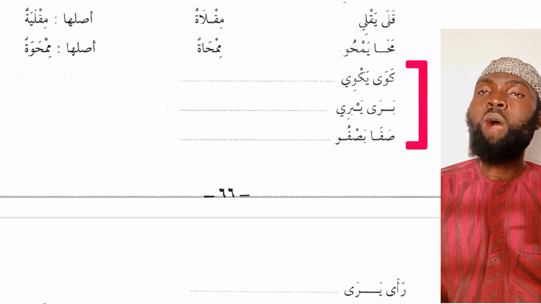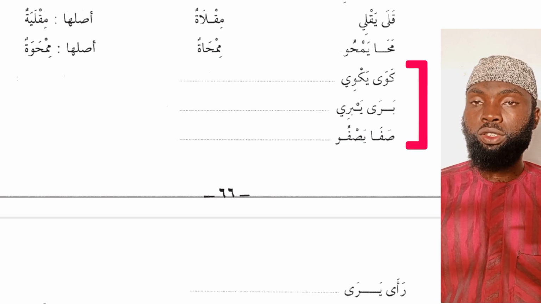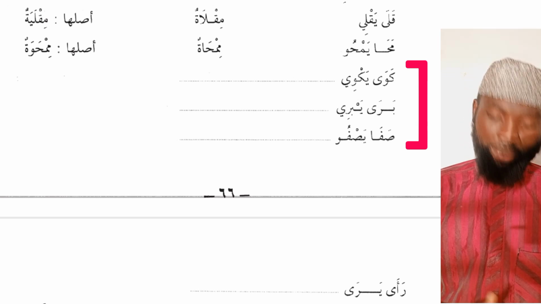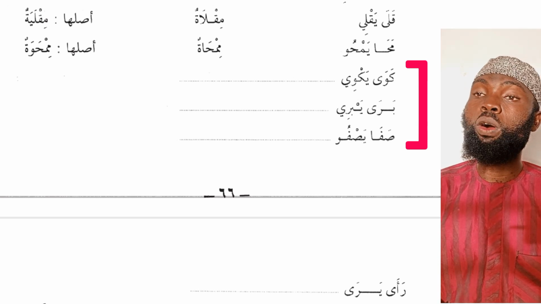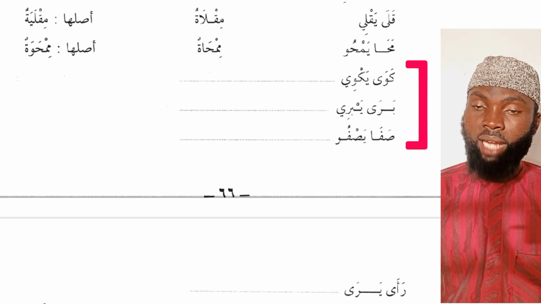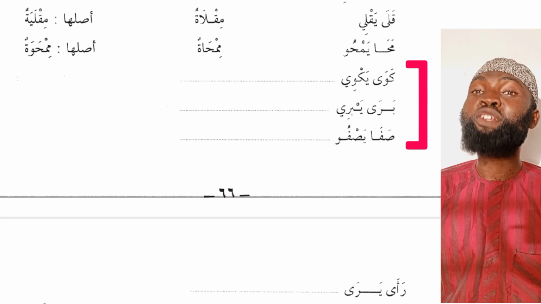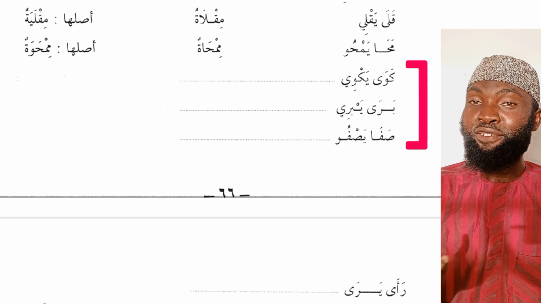Next we have the word kawa, yakwi. Kawa means to iron, to press. Yakwi, mikwatun. We have barrel, yaburi. Miborotun means sharpener or the pocket knife. Next we have sofa, yasfu, misfatun, which means deceive.